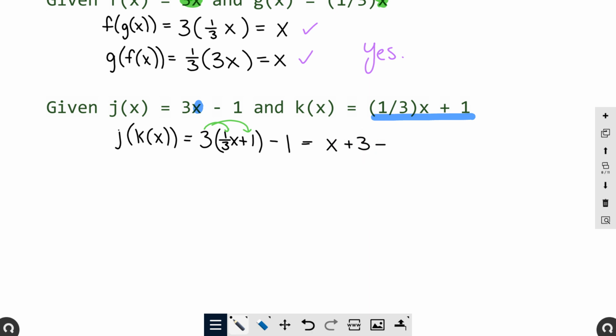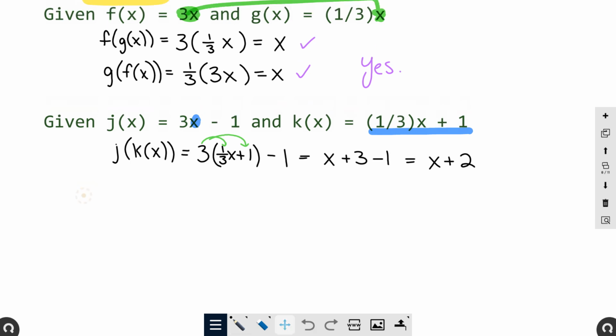And then I have a minus 1 here at the end. So if I combine my like terms, I get x plus 2. Does that match what it's supposed to? What's it supposed to equal? Just x by itself. That's right.